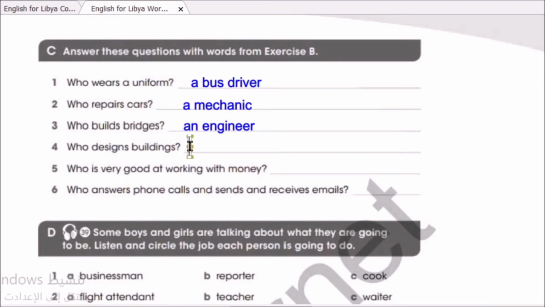Good job. An architect. Perfect. Architect. Number 5, who is very good at working with money? Good job. A businesswoman. Good job. The last one, who answers phone calls and sends and receives emails?